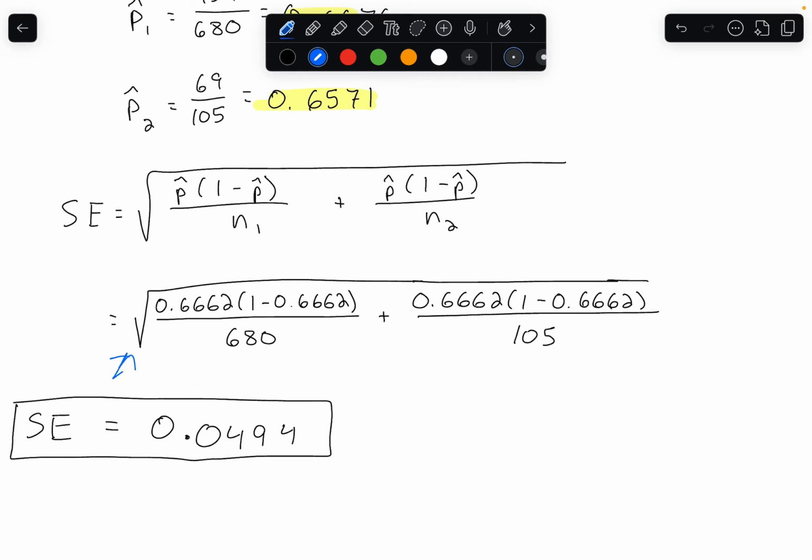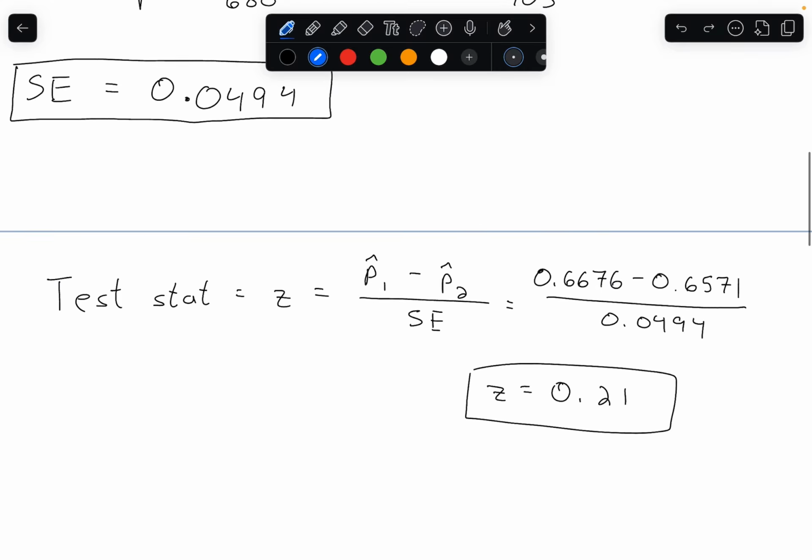And because these numbers are such small decimals, any amount of rounding is going to have a large impact on our answer. So that means when we take the square root, we're going to get something different. And then at the end, my test statistic also needs my standard error, so that number is going to be a little bit different. It says z is equal to 0.21 here. So we have our standard error. We have our test statistic.